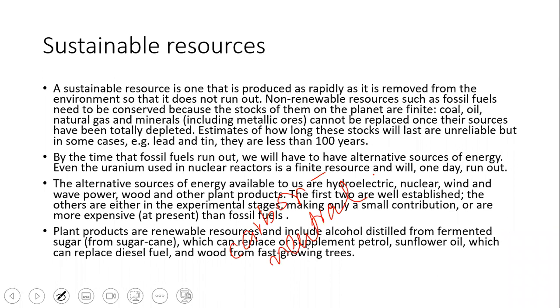But bioethanol is a very good sustainable resource. It's a renewable resource and it's carbon neutral. Wood is carbon neutral and it's renewable, right? Sustainable. So now we have to move on to sustainable resources to reduce our impact on the environment and solve the problem.